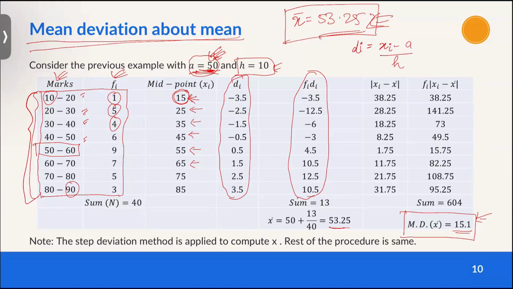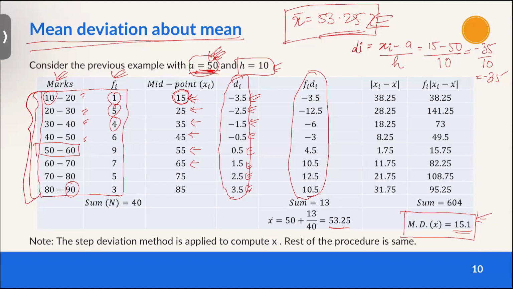So for the first value it is 15, A is 50, h is 10. So this is coming out to be minus 35 by 10, or minus 3.5, and this is what I have written here, right? So for each value you do the same. For the second value it will be minus 2.5. For the third value it will be minus 1.5. For the fourth value it will be minus 0.5, then 0.5, then 1.5, then 2.5, and then 3.5.